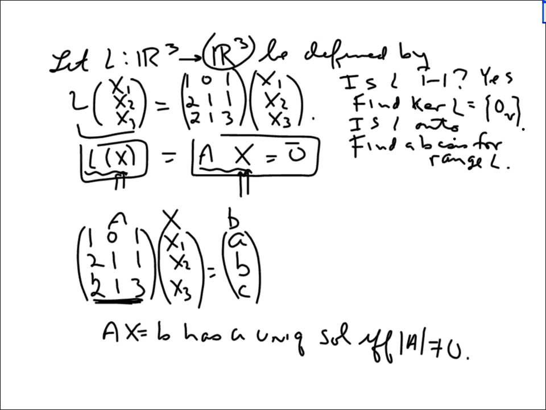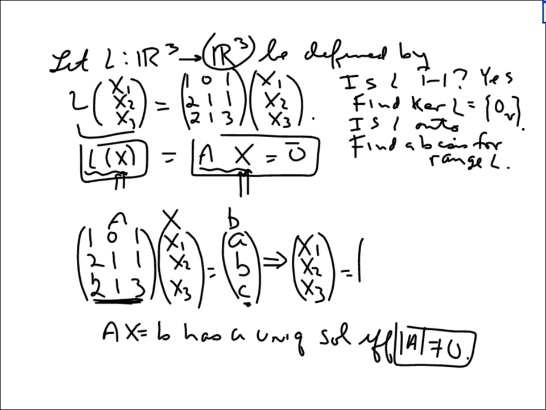But wait a minute. We know the determinant of A is not 0. So AX equals B has a unique solution. I mean, I can tell you what the solution is. X1, X2, X3, what I take L of to get A, B, C, is just the inverse of this matrix times ABC.